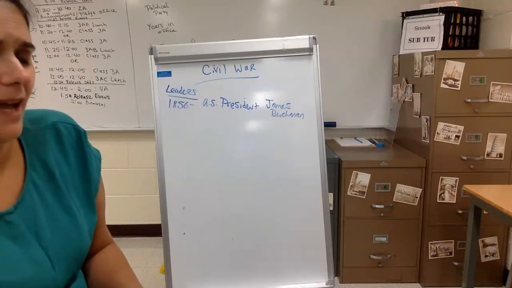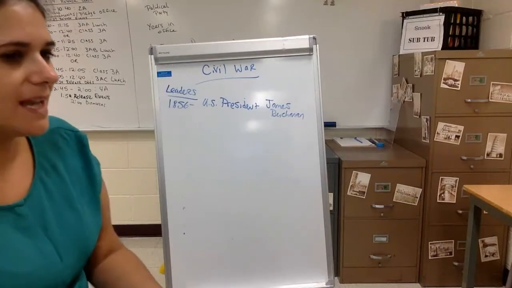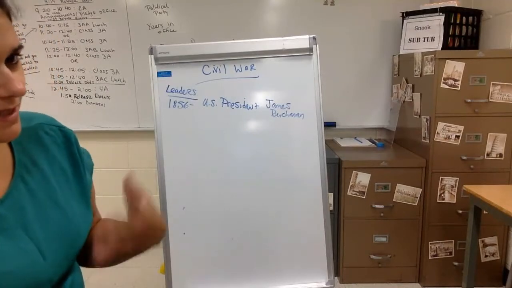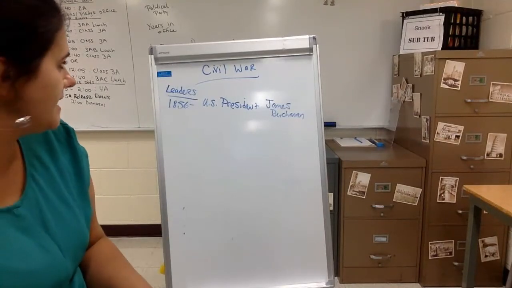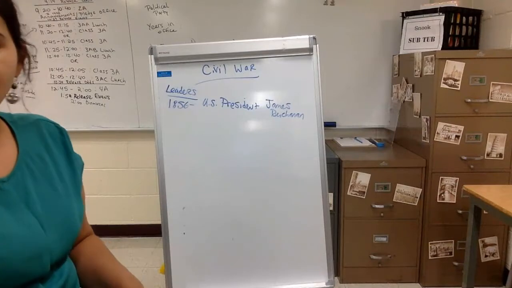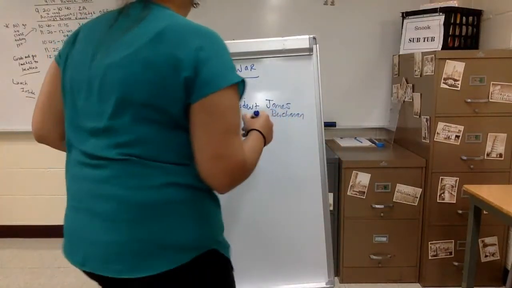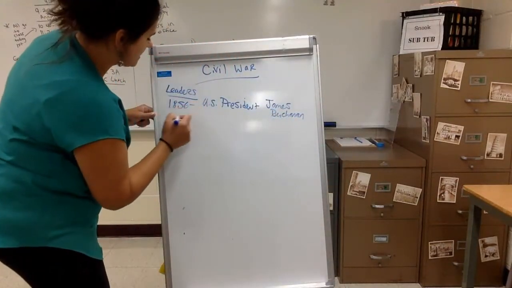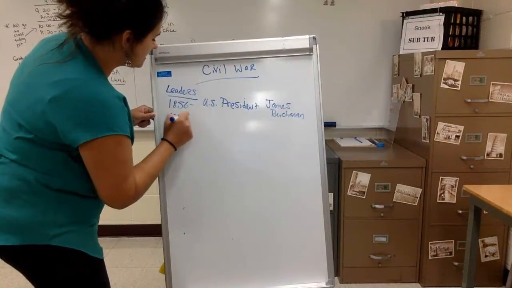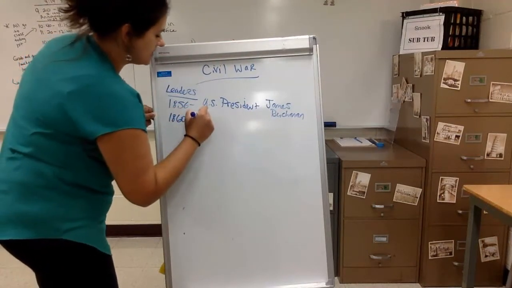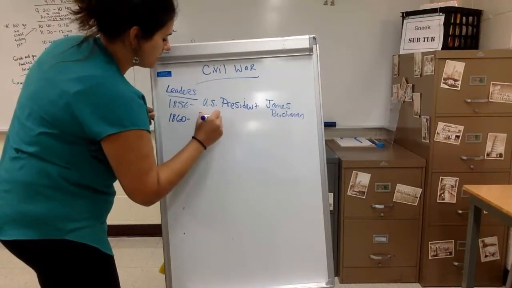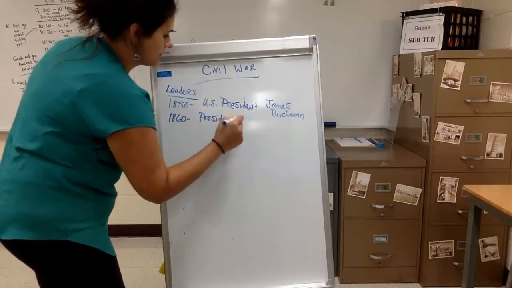Buchanan just kind of lets it all play out, because perhaps he's thinking about being reelected, but as things start to get out of control, he decides to not run for reelection. So once we get to the election of 1860, okay, so that's 1856 to 1860. In 1860, the man who gets elected, of course, is President Abraham Lincoln. Good old honest Abe.